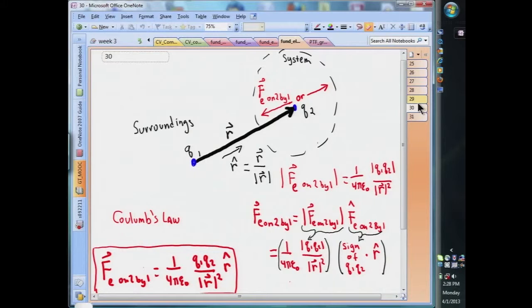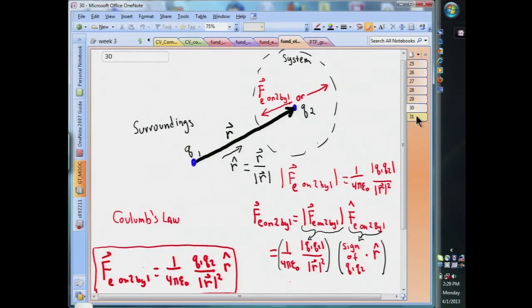We can write this more compactly by dropping the absolute value bars from the product of the charges. The sign of that product multiplied by r hat will always give us the correct direction. This expression for the electric force is called Coulomb's law and is rigorously correct when both our system and the object in the surroundings are point-like. That is, the spatial extent of the charges is small compared to the magnitude of r, the distance between them.